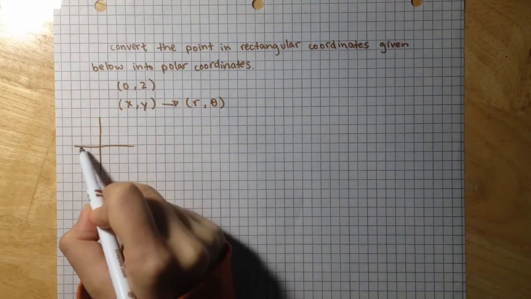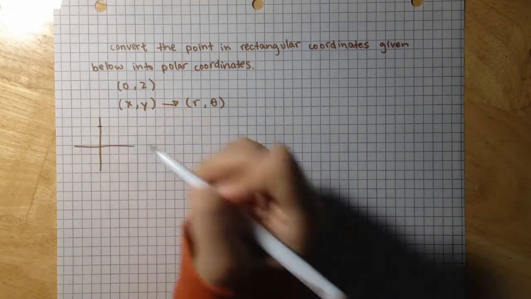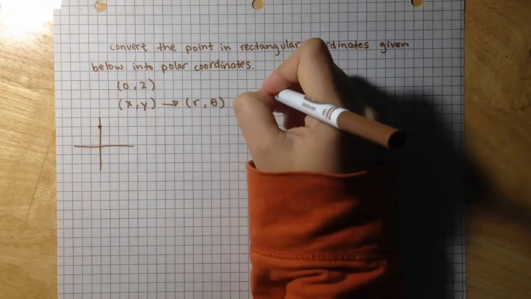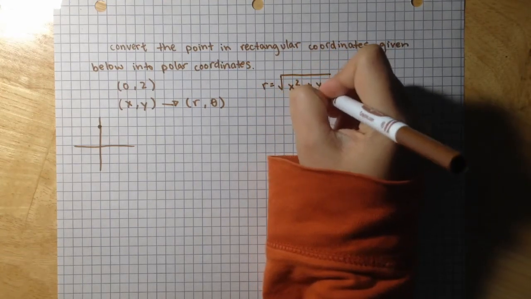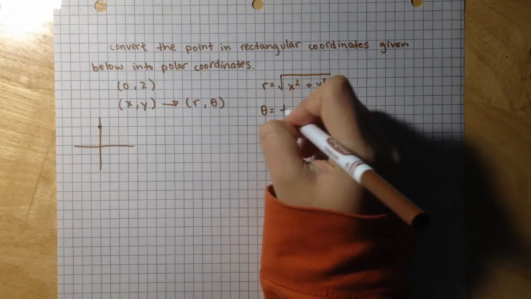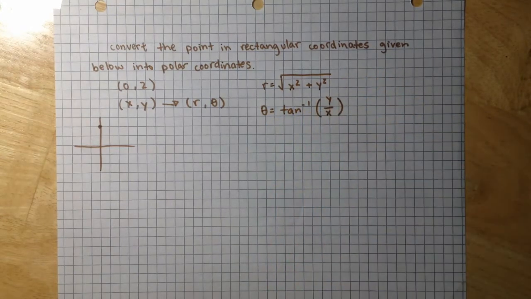0 means don't go anywhere on the x-axis, and 2 means go 2 up. So this is where our point will be, regardless of whether you read it in rectangular coordinates or polar coordinates. So to turn this into polar coordinates, we have two equations we can use. r is equal to the square root of x squared plus y squared, and theta is equal to the inverse tangent of y divided by x.